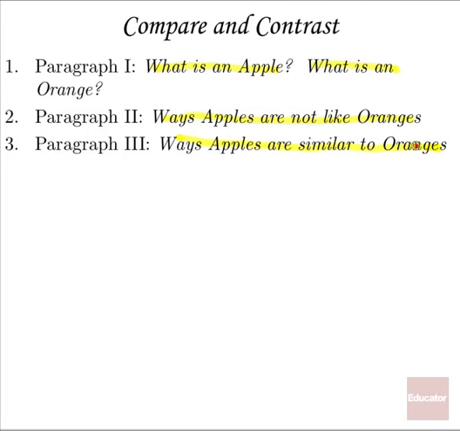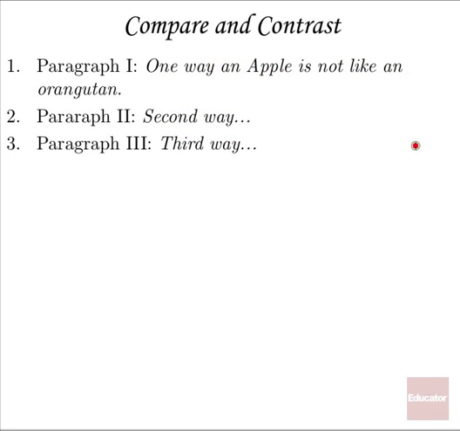But what if I just wanted to talk about how something's different than another thing? Well, I could write about the ways apples are not like an orangutan. And then I could do another paragraph that apples are not like orangutans, and a third paragraph that apples are not like orangutans. Now that's not really compare-contrast anymore, because am I talking about any way that apples are like orangutans? No. I would just call that a contrast organization. And you're free to do that if you just want to talk about how one thing is very different than another thing.